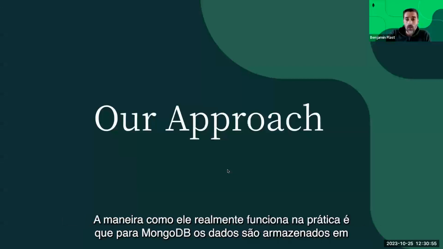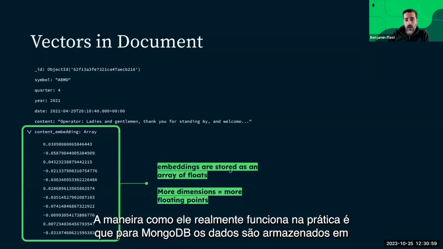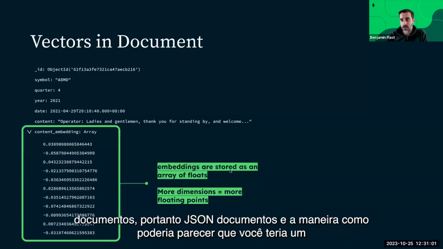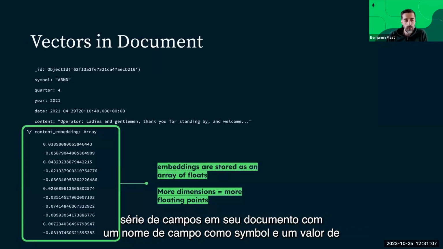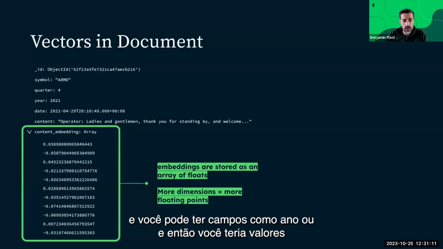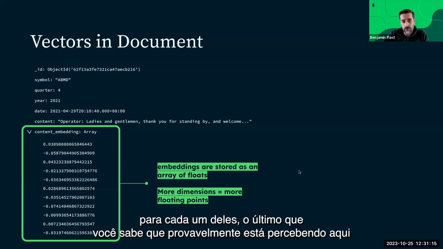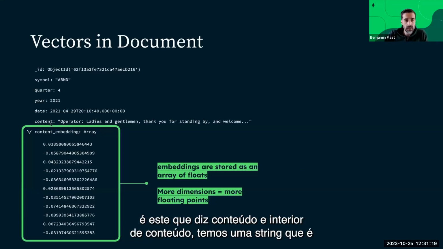Now, the way it actually works in practice is that for MongoDB, data is stored in documents, so JSON documents. And the way it could look is you would have a series of fields in your document with a field name like symbol and a value of ABMD. You might have fields like year or date, and then you would have values for each one of them. The last one that you're probably noticing here is this one that says content.